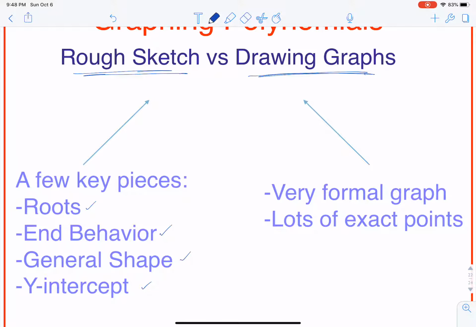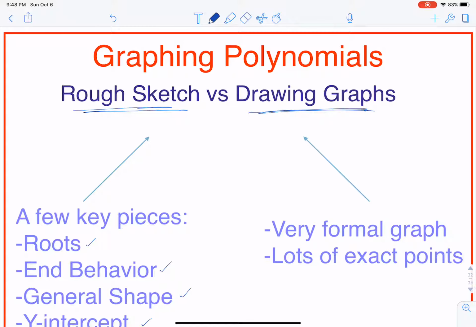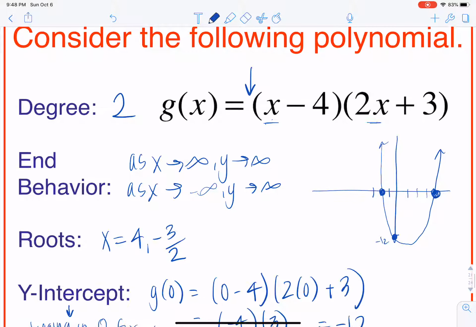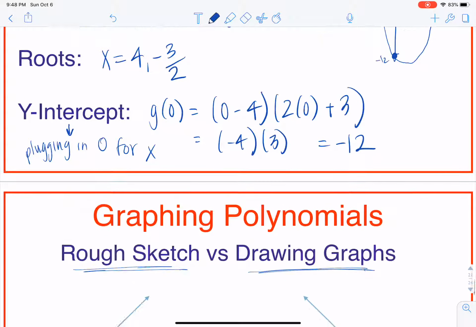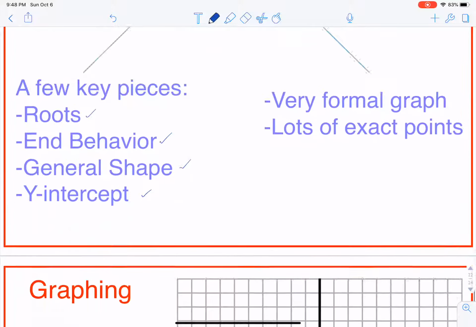Drawing graphs, it looks like a very formal graph, so there are lots of exact points where we're connecting the lines there. So if I were to draw this graph up here, I would want a lot more values. I would certainly find the vertex and the axis of symmetry. I would find a lot more values to plug into this function in order to get a more exact graph.